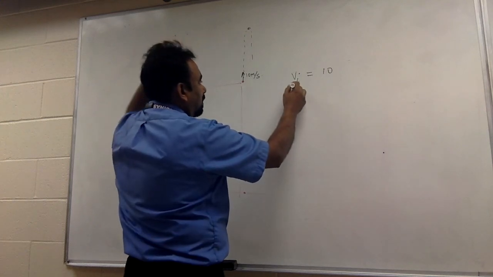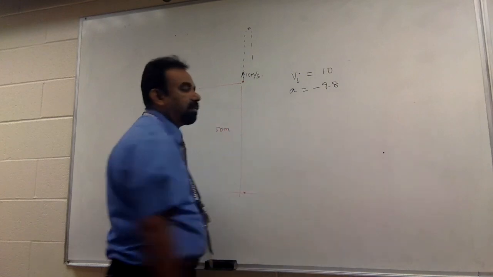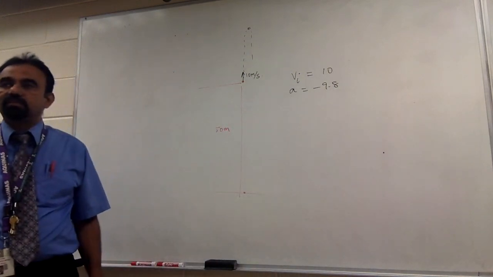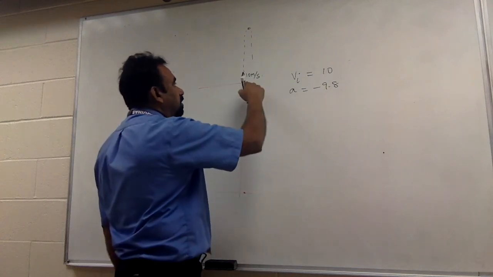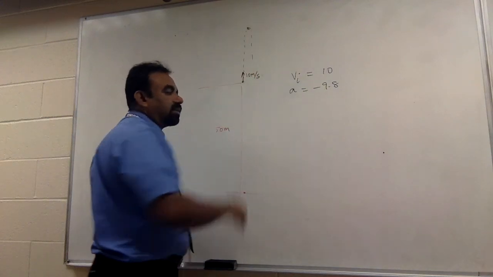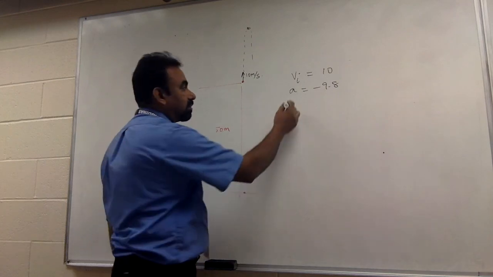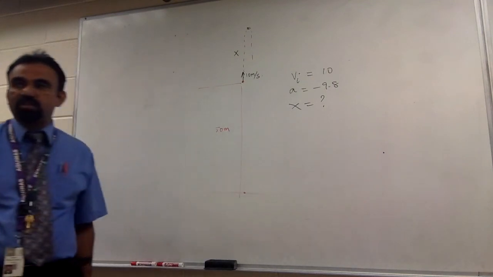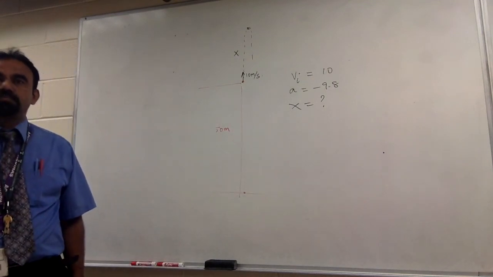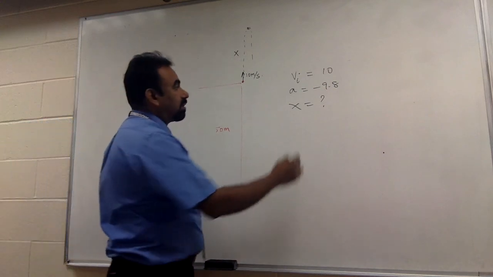What is acceleration? Negative 9.8. What else do you know between these two points? Displacement is the question. The question is, how high did it go? The final velocity, do you know? 0.